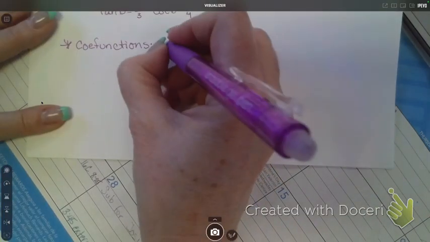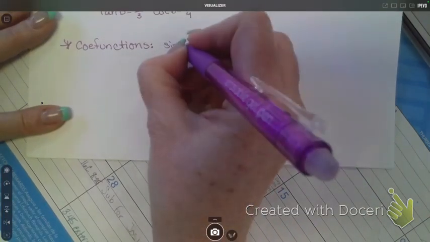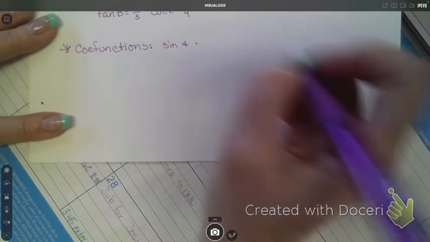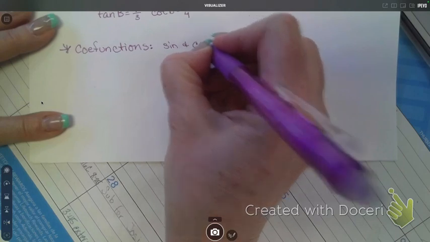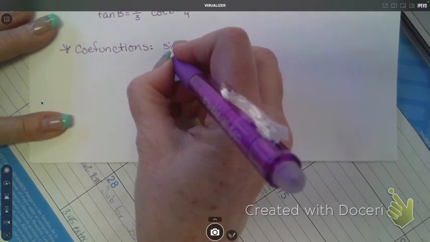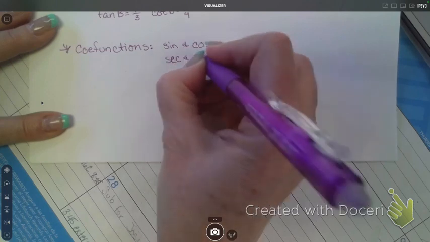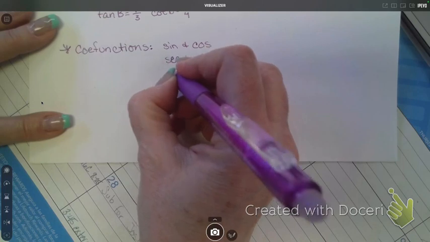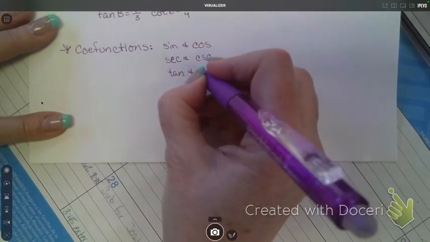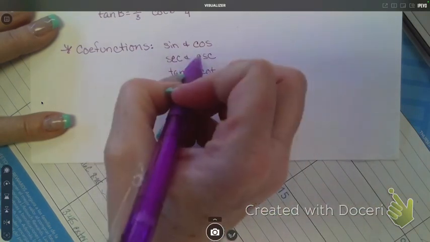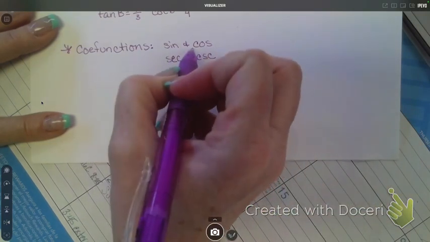So the cofunctions are sine and what? Cosine. Secant and cosecant. Tangent and cotangent. Do you now know why sine goes with cosine and secant goes with cosecant?